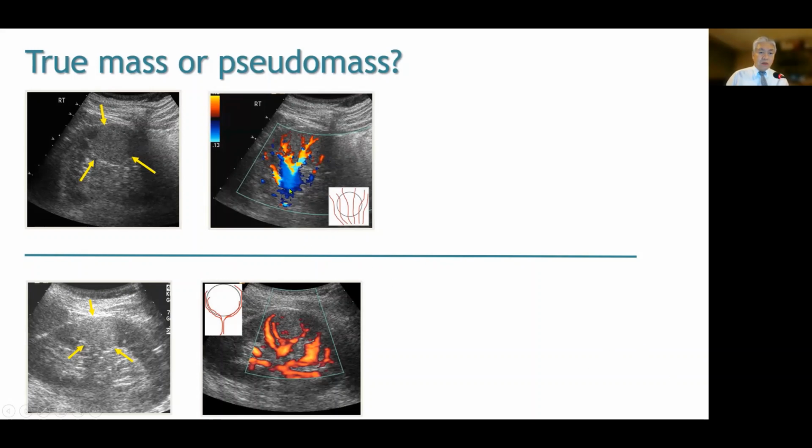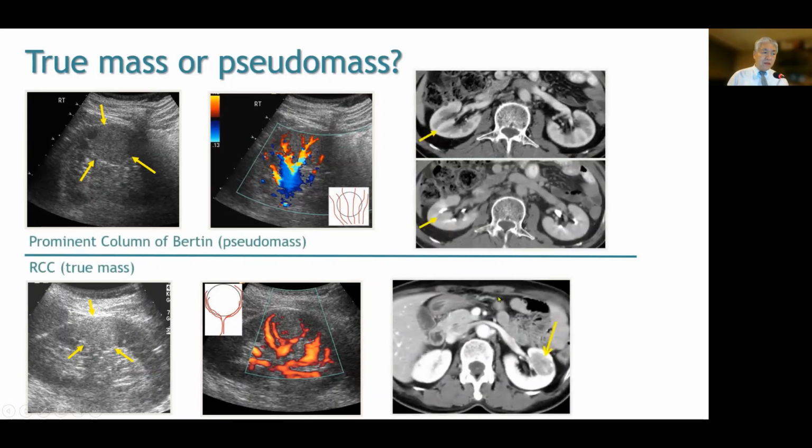However, with the color Doppler ultrasound, which is one of the unique ultrasound capabilities, we may tell which one is which because the two masses have different vessel patterns. The upper one has vessels running through the mass, while the lower one has vessels sweeping around the mass. And we may say the upper mass is more likely a pseudomass, probably a prominent column of Bertin, and the lower mass is a true mass in an adult, so most likely renal cell carcinoma. And these are CT findings confirming the upper pseudomass and lower true mass.